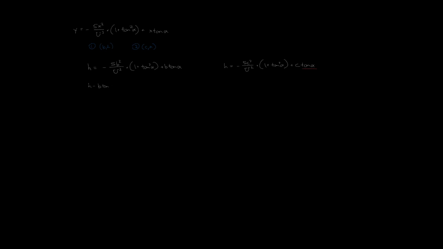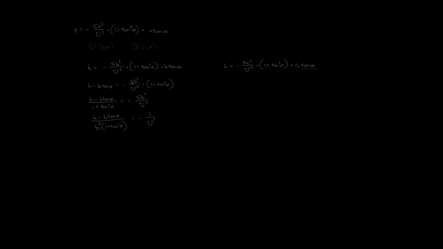h minus b tan alpha is equal to negative 5b squared over u squared times 1 plus tan squared alpha. Then we divide both sides. Now let's divide both sides by b squared. So then we'll get h minus b tan alpha over b squared times 1 plus tan squared alpha is equal to negative 5 over u squared.